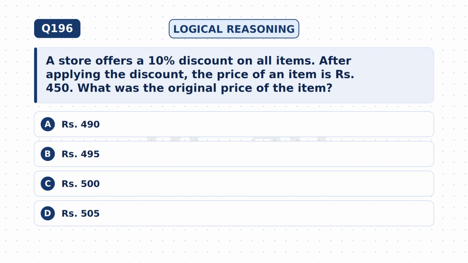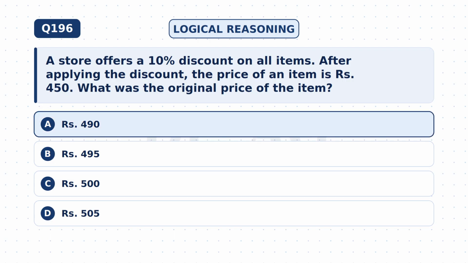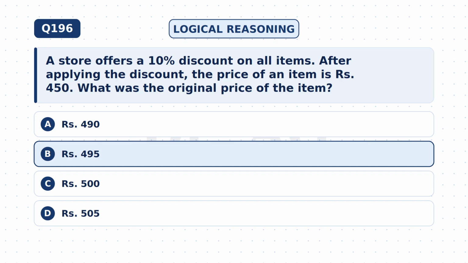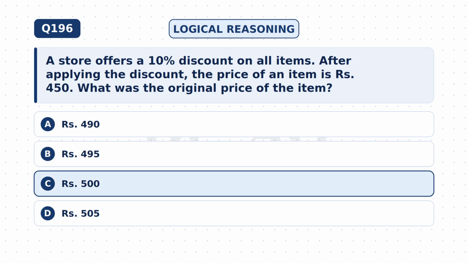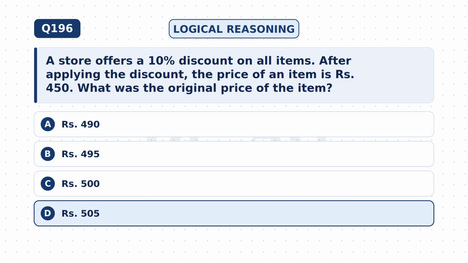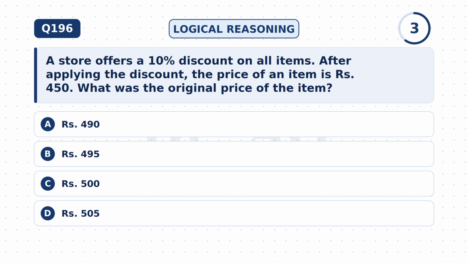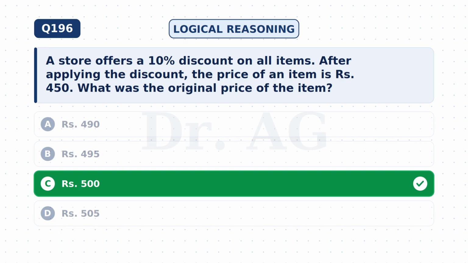Question 196. A store offers a 10% discount on all items. After applying the discount, the price of an item is 450 rupees. What was the original price of the item? Option A. 490 rupees. Option B. 495 rupees. Option C. 500 rupees. Option D. 505 rupees. The correct answer is C.